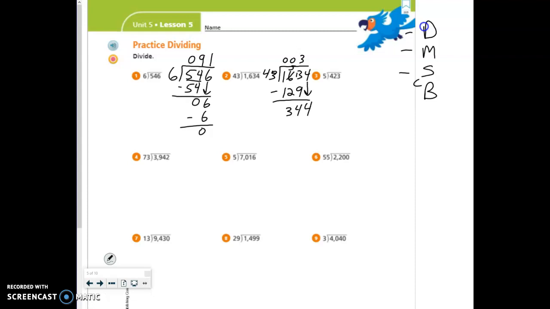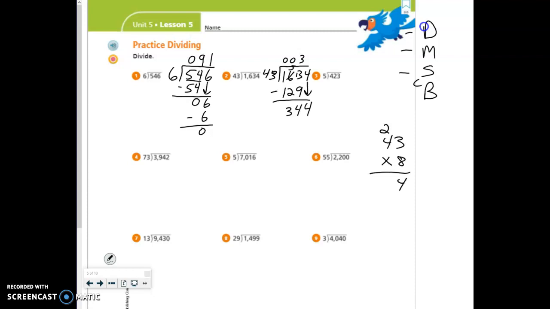So now I've got to go 43 into 344. And again, not an easy one to do, but if I think about 40 instead of 43, and I think about 40 times, let's say, 8. 40 times 8 would be 320. Okay, so that's going to get me pretty close. But maybe I want to try that off to the side. So let's go 43 times 8 just to see if it works.